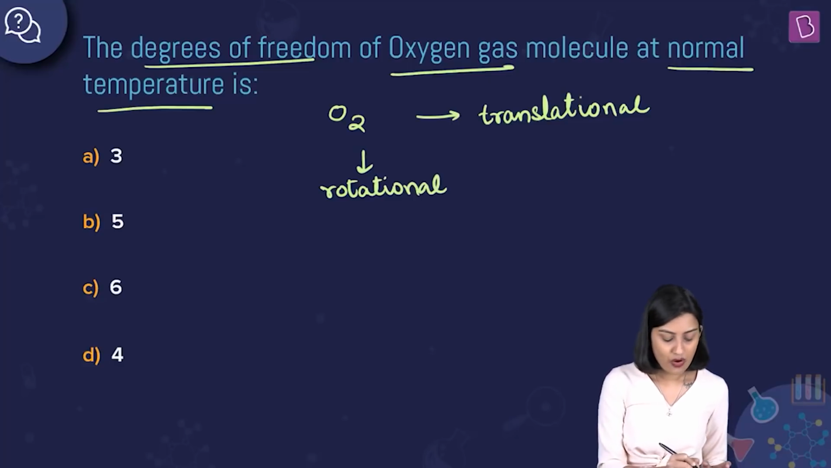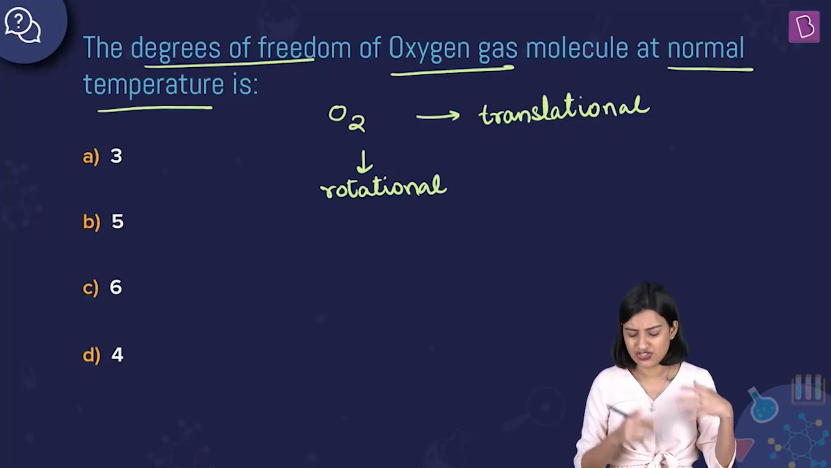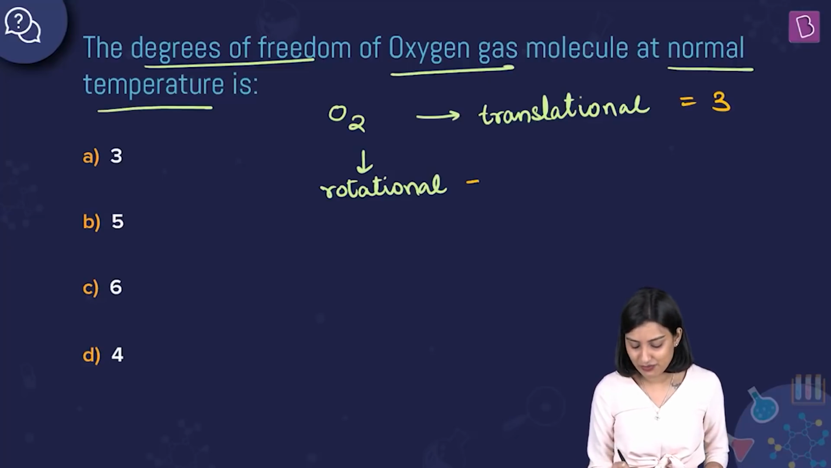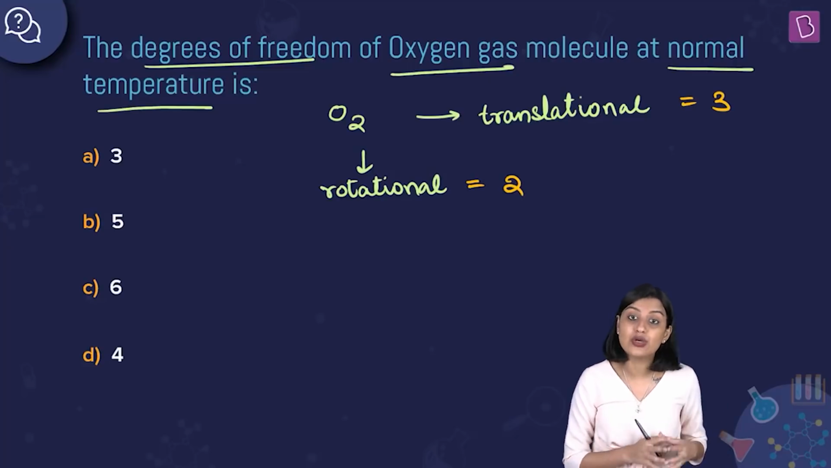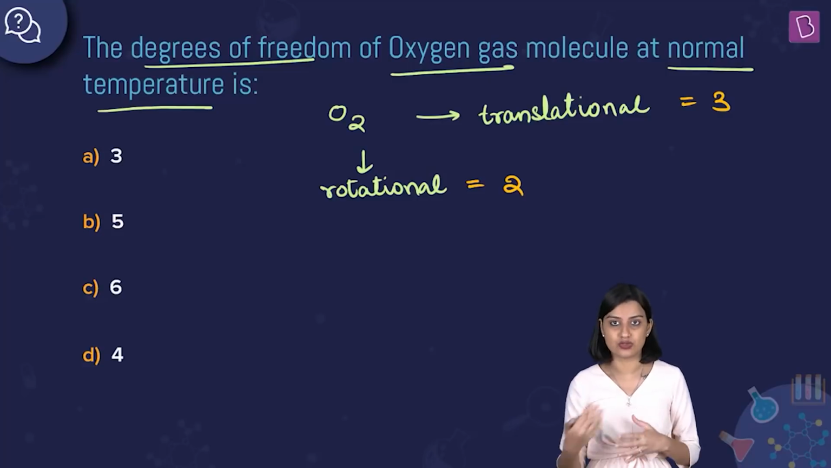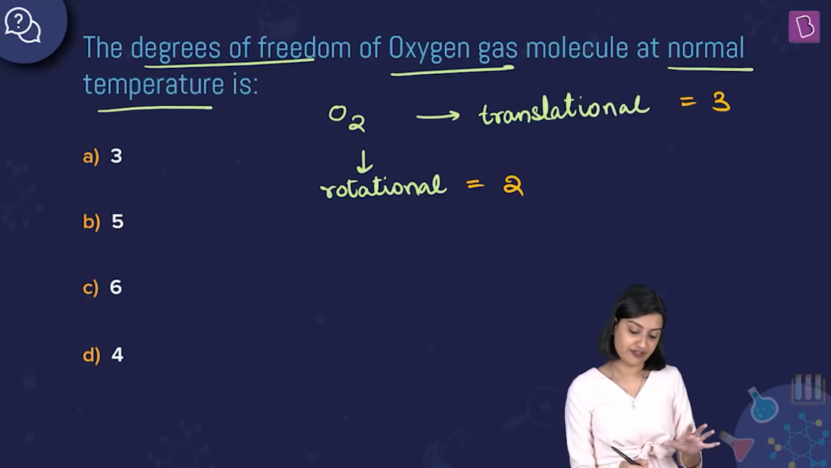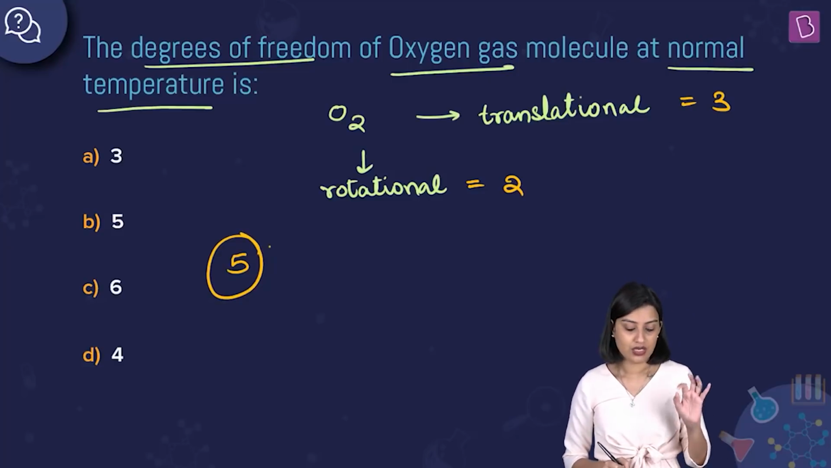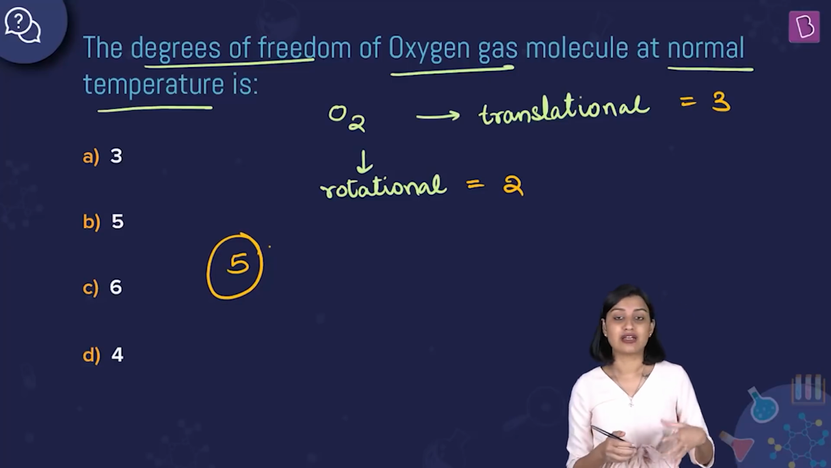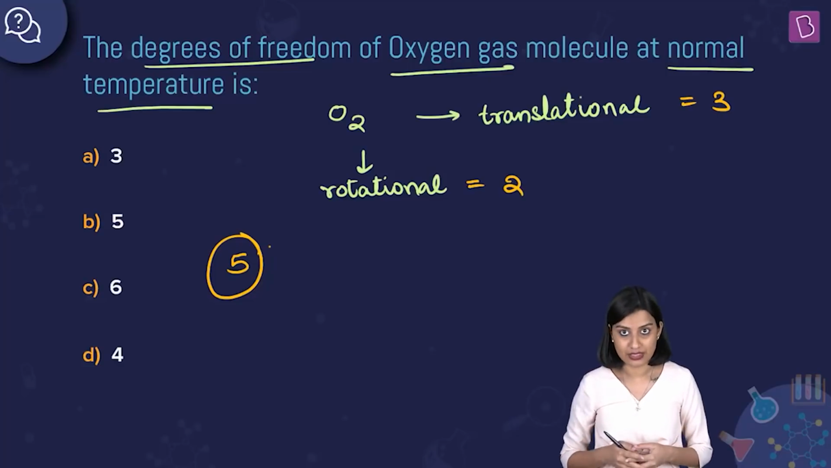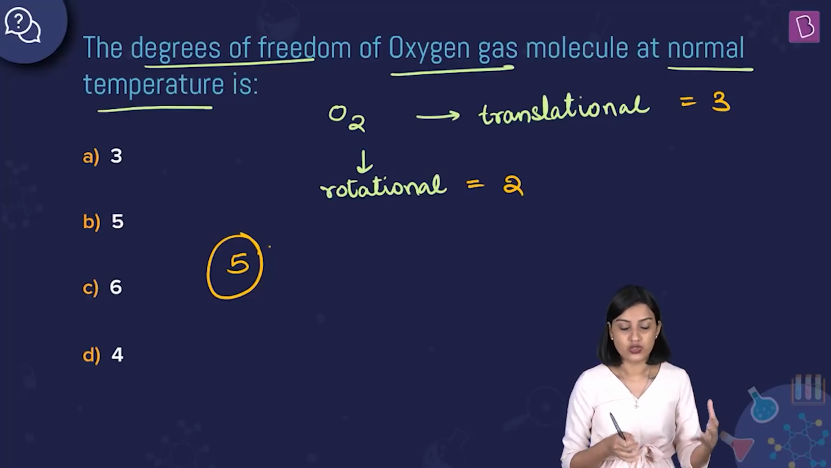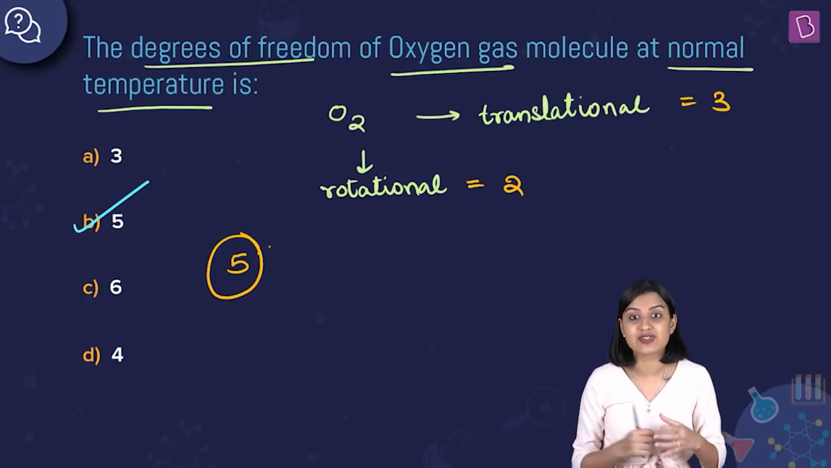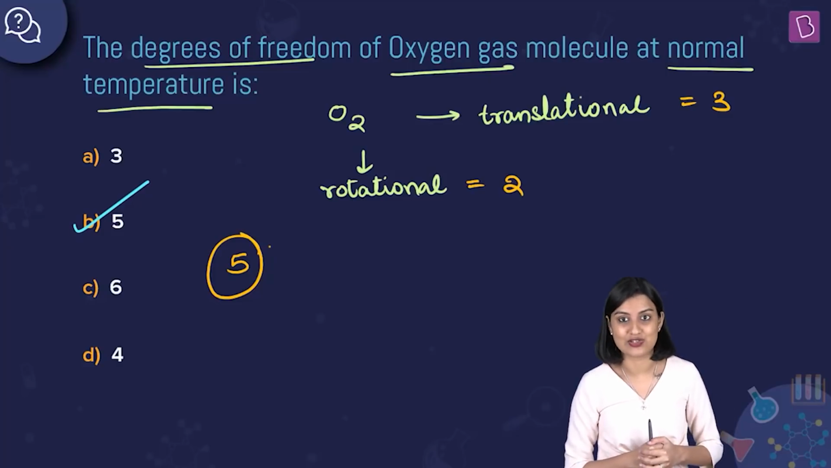So from a translational point of view, you have 3 degrees, and from rotational point of view, you have 2 degrees of freedom. So when you add up both of them, 3 plus 2, 5. The total degrees of freedom of the oxygen gas is going to be 5, or in fact, if you took any homodiatomic gas molecule, it would be 5. 5 is here in option B. So option B, 5 is going to be the right answer to this question.